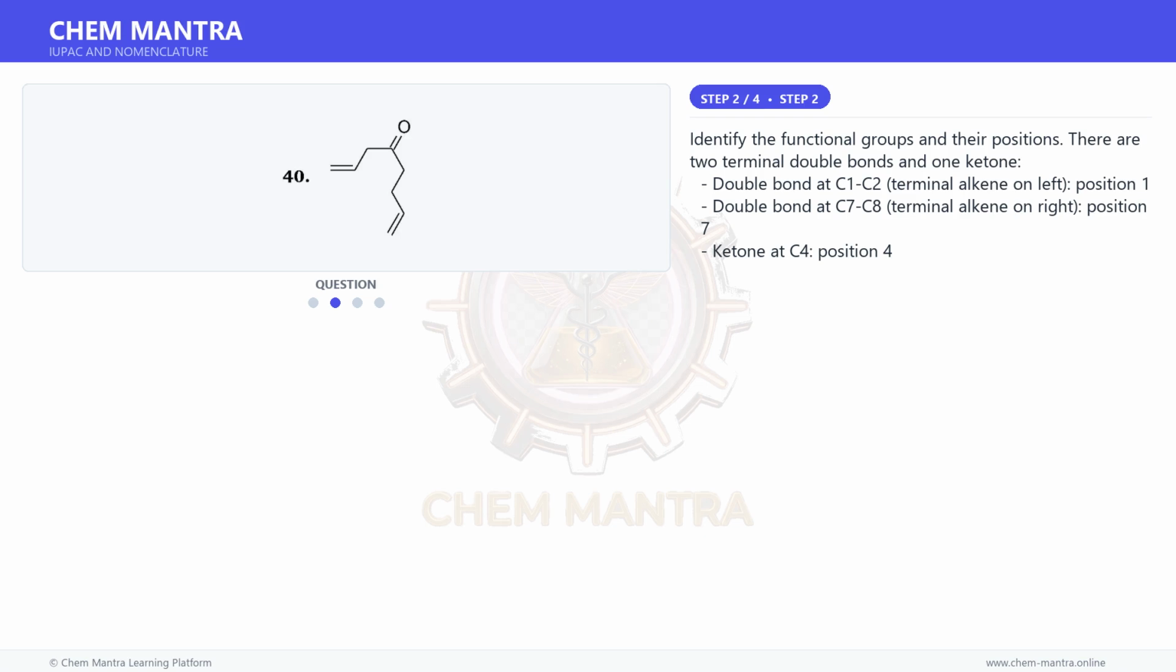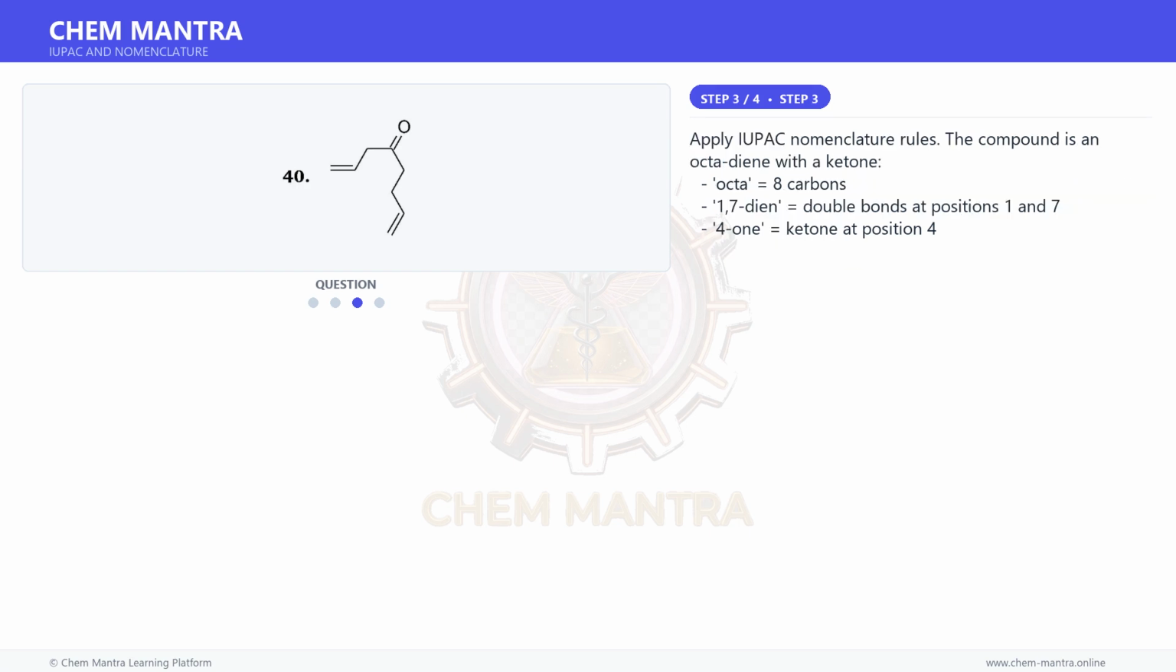Identify the functional groups and their positions. There are 2 terminal double bonds and 1 ketone. Double bond at C1, C2, terminal alkene on the left, position 1. Double bond at C7, C8, terminal alkene on the right, position 7. Ketone at C4, position 4. Moving on to the next step.